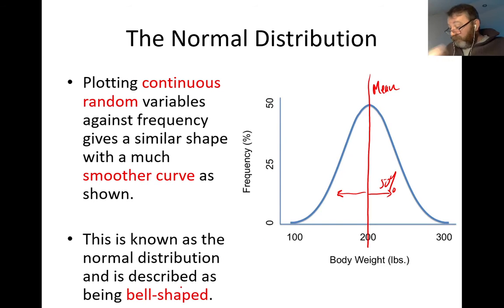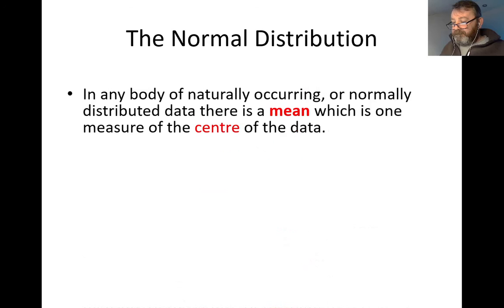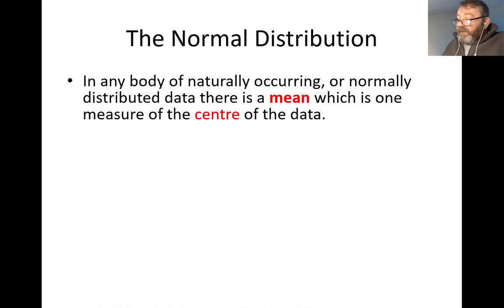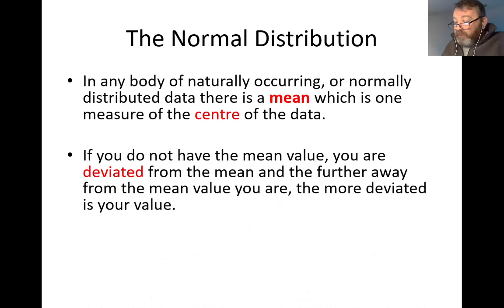And we also notice that there are very, very few people with a body weight of 100 pounds and very, very few people in this particular sample with a body weight of 300 pounds. It is symmetrically gathered around the central mean. Okay. In any body of naturally occurring or normally distributed data, there is a mean, which is one measure of the center of the data. We've spoken about that already.